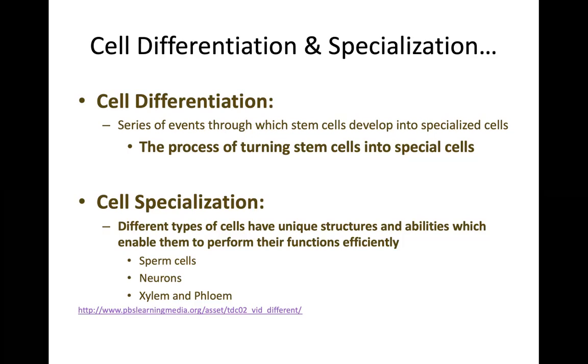Cell specialization, what word do you see in there? Special. And what does it mean to be special? Extraordinary. So different types of cells have unique structures and abilities which enable them to perform their functions efficiently. Okay? So sperm cells, neurons, xylem, and phloem. So these are just some of the many examples.